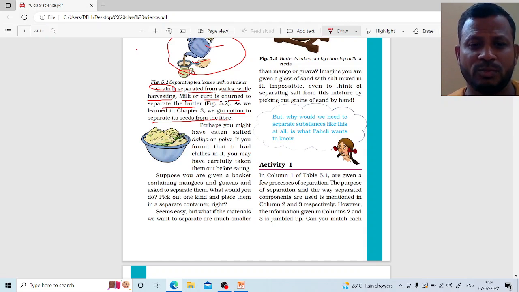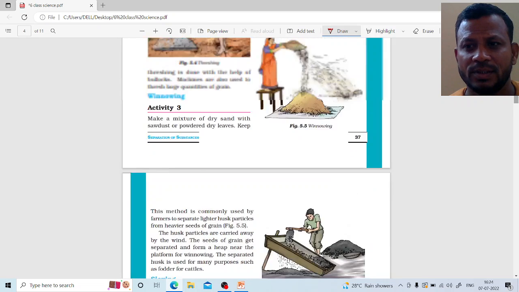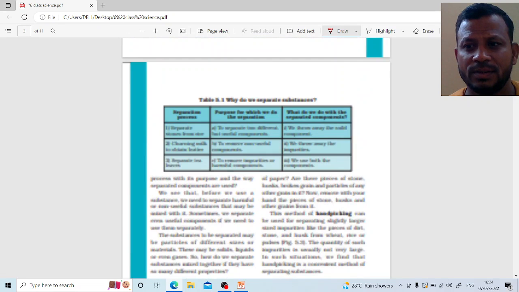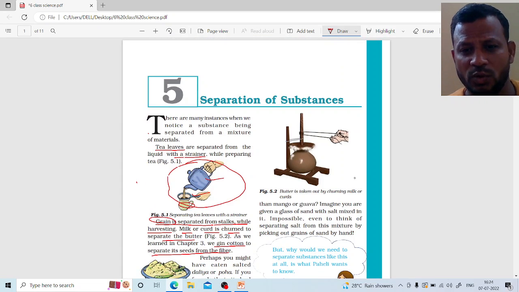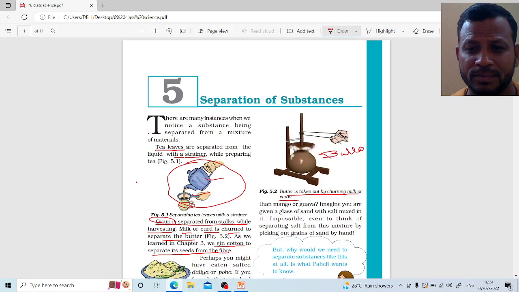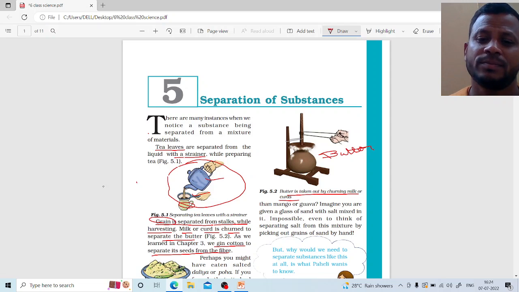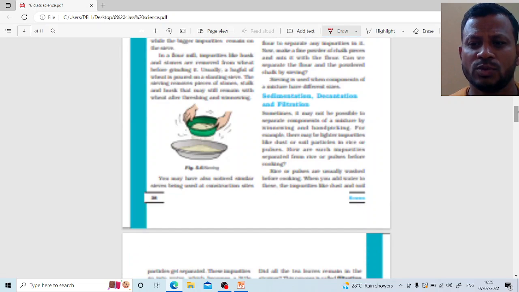If we observe carefully, look here, butter is taken out from the churned milk or curd. We separate the butter, isn't it? Like this, we separate a lot of materials according to their uses and according to our needs.